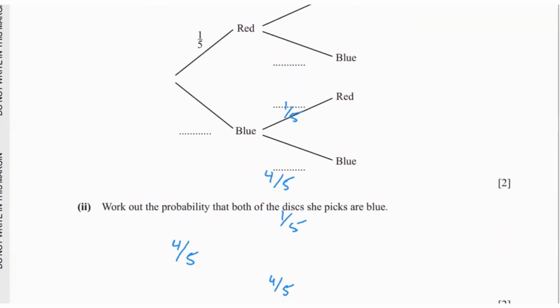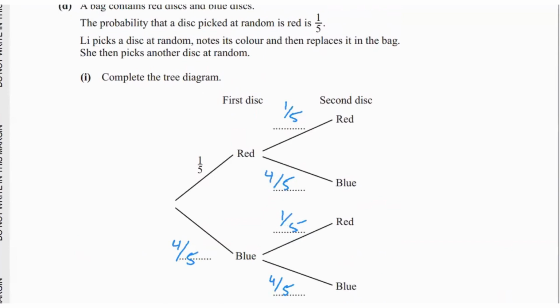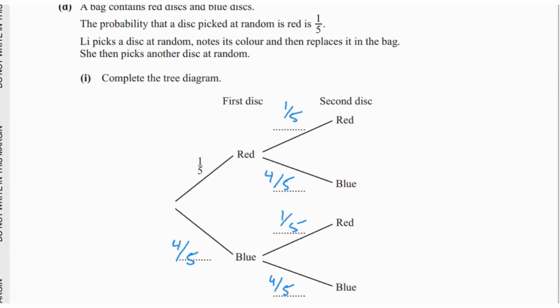Then it says work out the probability that both the discs she picks are blue. So for blue, we're going to go from here to here. That means it's going to be 4 over 5 times 4 over 5. Why is it 4 over 5 times 4 over 5? Because when we're going along the branches, it's multiplication. When you're going across the branches, it's addition. So that's 16 over 25, and that is your probability.